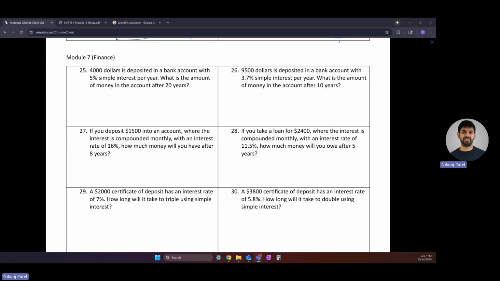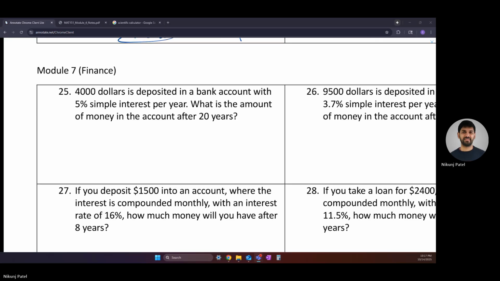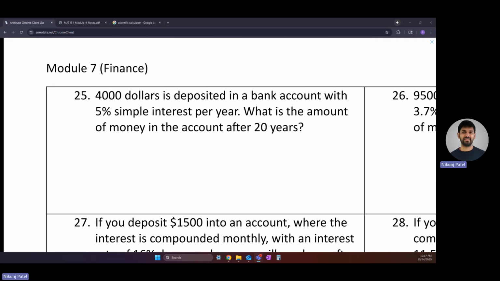So on number 25, this is a question that talks about simple interest. Before I get into all the details of the question, the main thing first off is, when you see the topic or the word simple interest, we're dealing with the simple interest formula, which is I equals P times R times T.